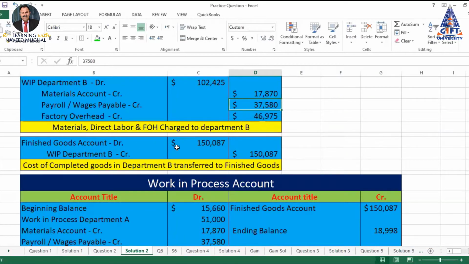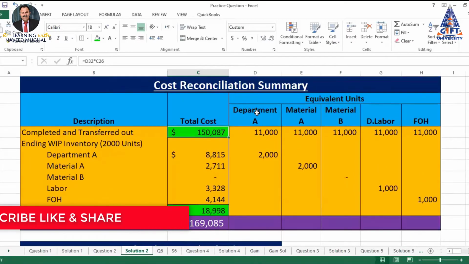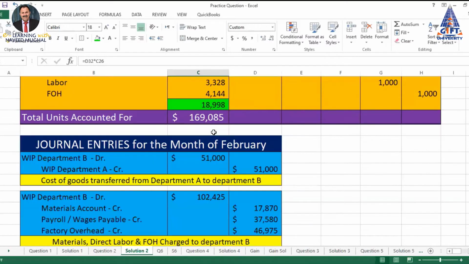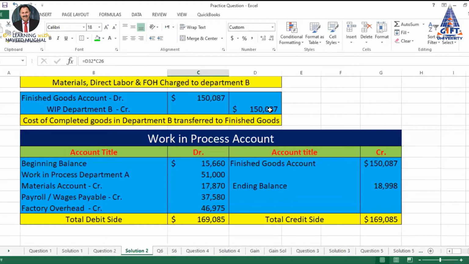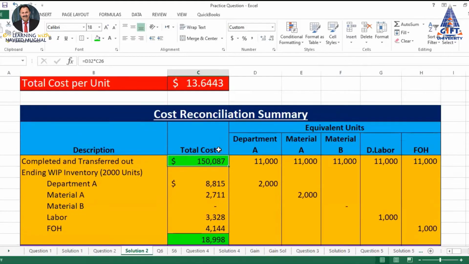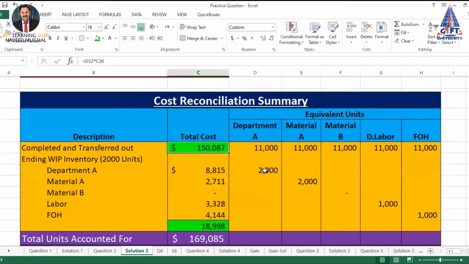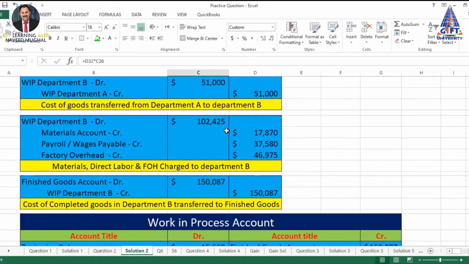Now the cost transferred out to the finished goods. This table will guide you to the cost of finished goods transferred out. So 1,50,087 is the cost which is completed and transferred out. For the calculation of this cost, we have made all these calculations and prepared the cost of production summary. And for this figure, we have to use it in this entry, and for recording this entry, we will calculate this figure, and for the calculation of this figure, we will do all these calculations.